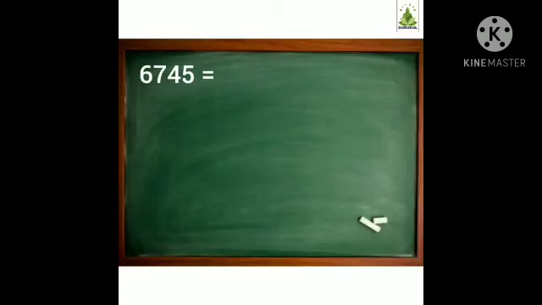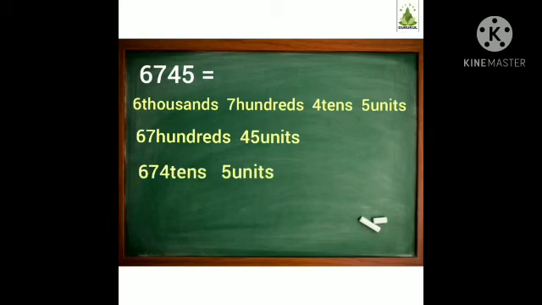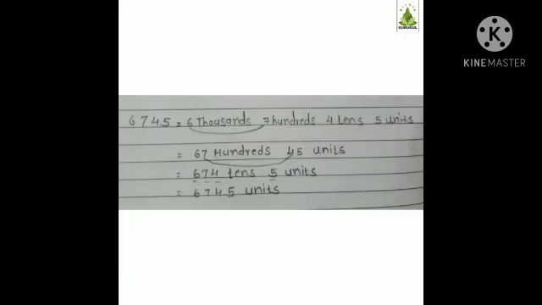Number 6745. Write 6 thousands, 7 hundreds, 4 tens, 5 units. 67 hundreds, write together, and 45 units. Third breakup. Now write 674 tens together and remaining 5 units. Now write all digits separately. 6745 units. This way, write down the breakups in your notebook.